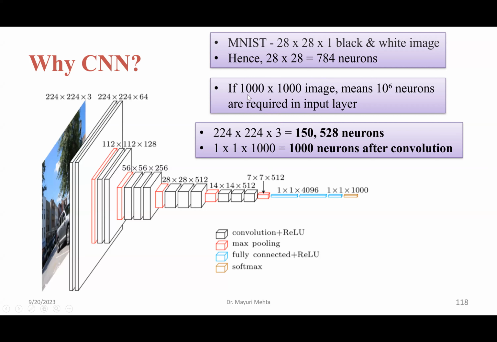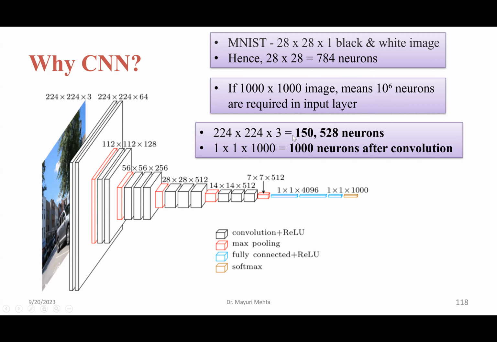Then we discussed that if it's not a 28 cross 28 cross 1 black and white image, let's assume we have a color image. We want to process color images, and we have assumed an image resolution of 1000 cross 1000, which is the bare minimum, right? Because only then will you have a clear, good quality image. So 1000 cross 1000 results in 10 raised to 6 pixels in one image, and to process these 10 raised to 6 pixels, 10 raised to 6 neurons are required in the input layer.